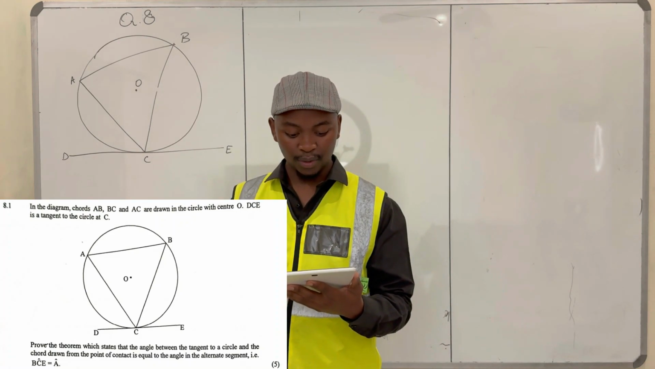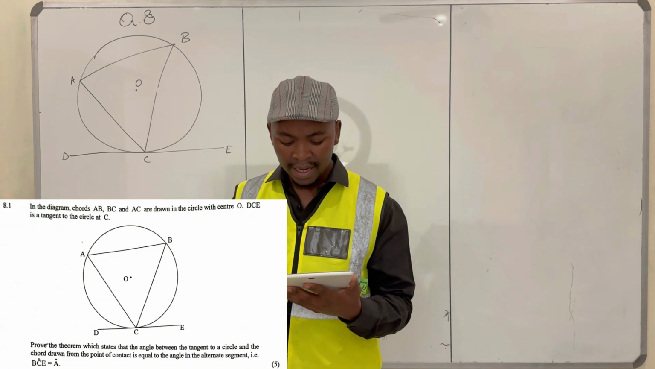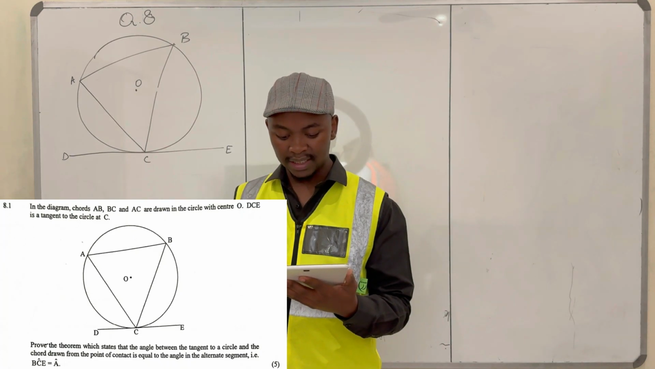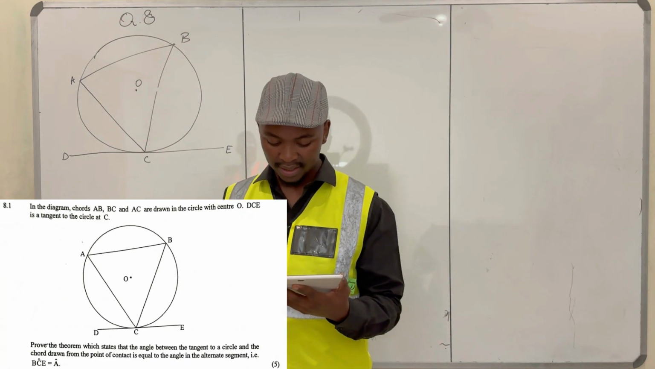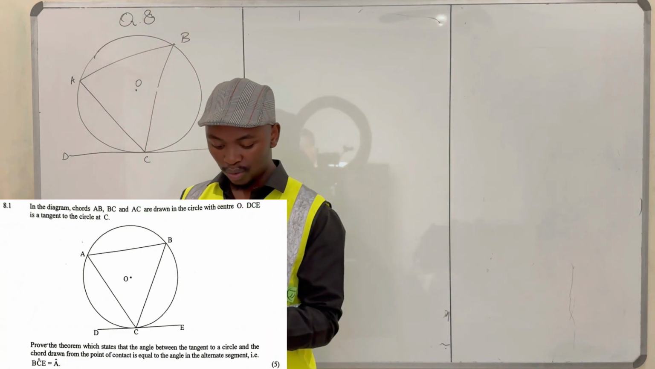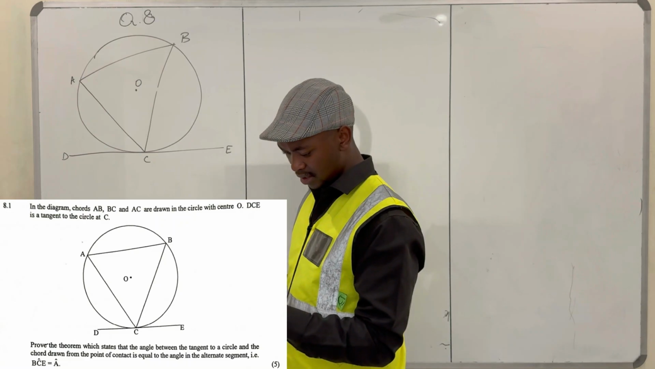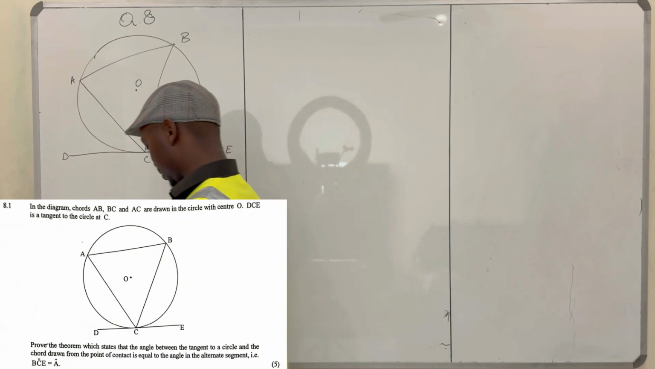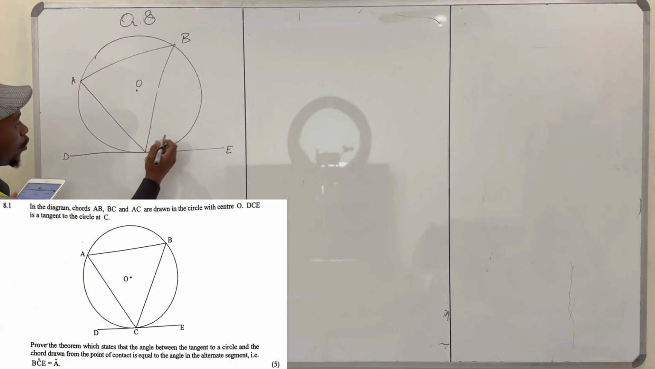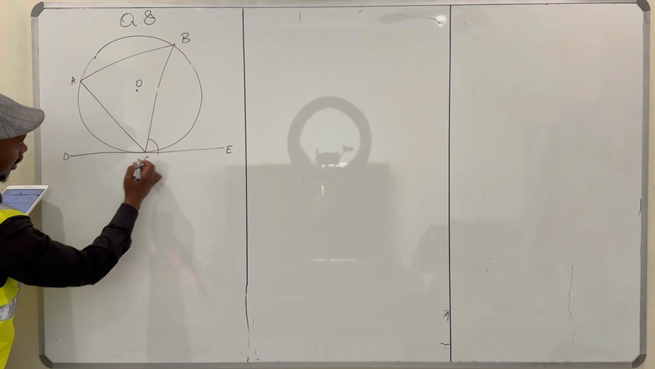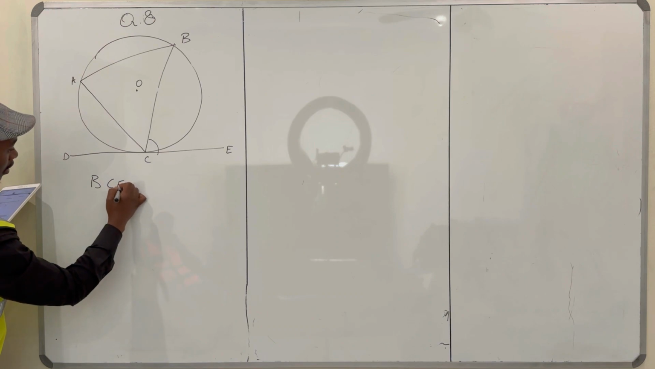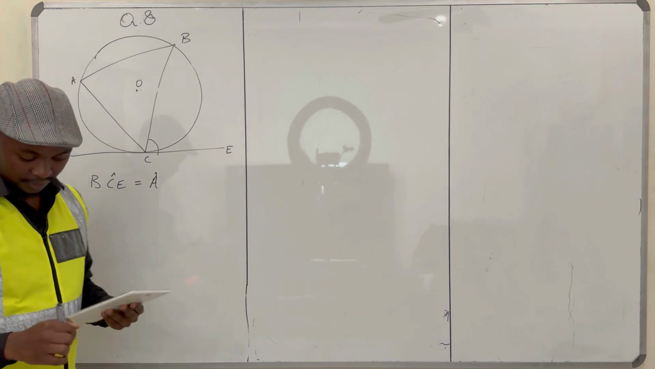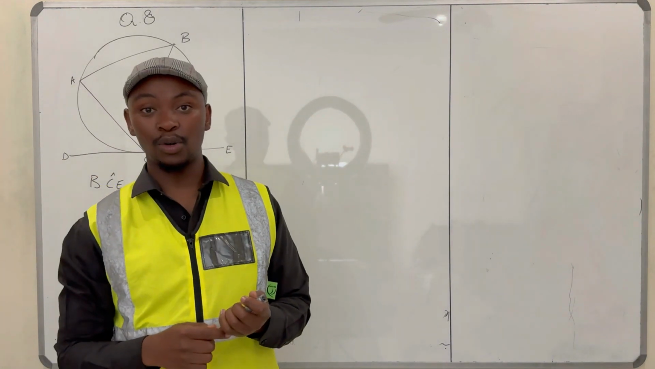Now the question is asking us to prove the theorem which states that the angle between the tangent to a circle and the chord drawn from the point of contact is equal to the angle in the alternate segment, i.e. BCE equals A. Right, let's try draw BCE. So they're asking us to prove that BCE, so this angle here, BCE is equal to the angle A. That is the Tan-Chord theorem.